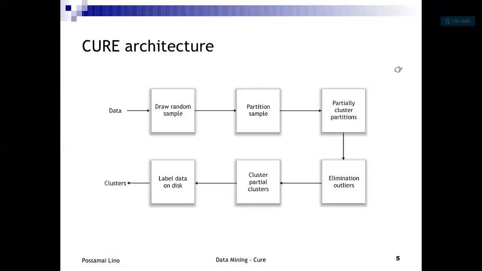So there are basically 6 steps: draw the random sample, and after that partition the sample, and after partitioning the sample, we perform partial clustering inside the partitions, and the partial clusters having less than a certain number of points are considered outliers. These outliers are eliminated, and after this elimination, the partial clusters which are left are merged together again to form larger clusters. I shall discuss on which basis they are merged together, and finally they are labeled, and that forms the final cluster. So these are the basic 6 steps that are used in the CURE algorithm.